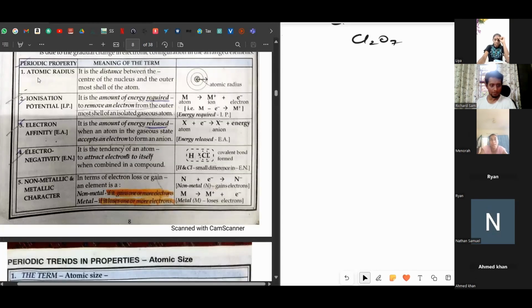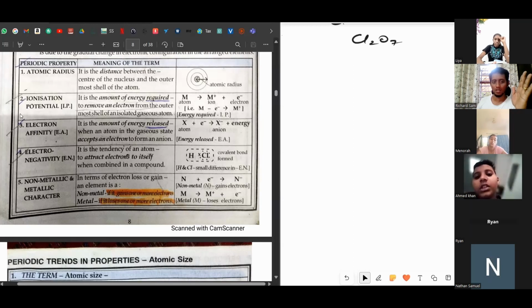Right. So here are 5 trends. The first one is atomic radius. We'll look at the atomic radius. What is the definition for atomic radius? Ahmed, are you there? Nathan, Ryan? Yes, sir. Okay, look at the atomic radius.